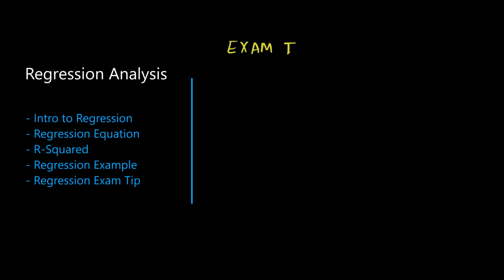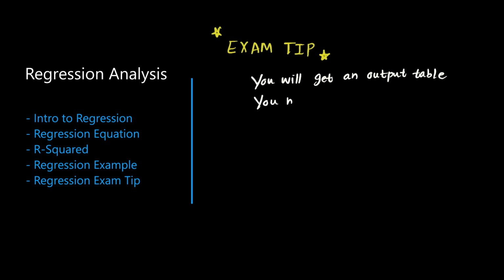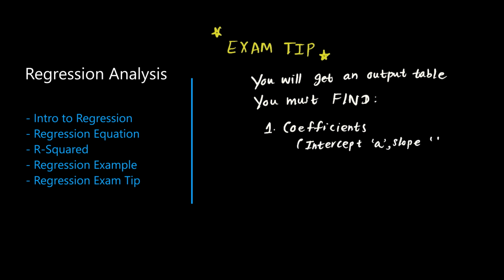For your C214 OA exam, you will likely be presented with a standard regression output from a program like Excel. You must be able to identify the key pieces of information from this table. You need to find the coefficients to build your equation, the intercept and the slope for the x variable. You also need to find the r-squared value to comment on the model's strength.